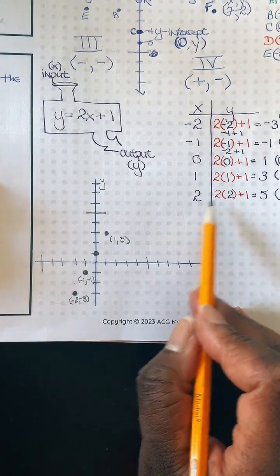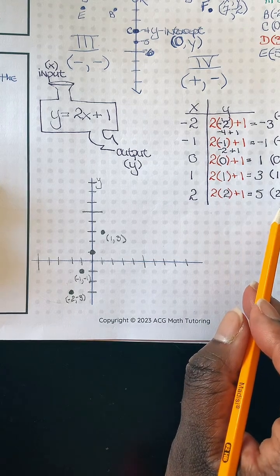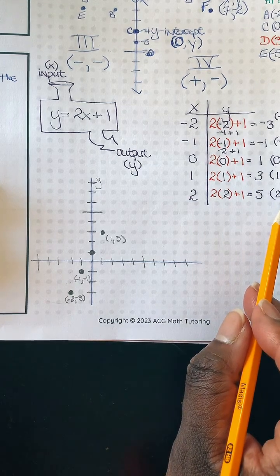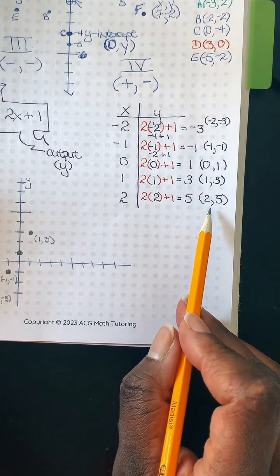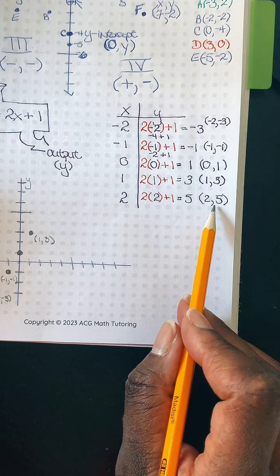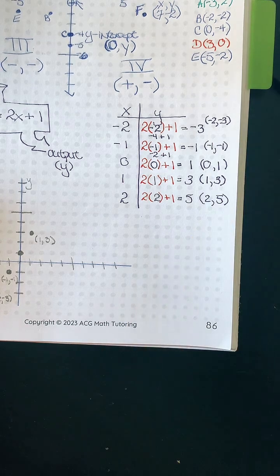I got one more. So 2, 5. All right. What quadrant is 2, 5? Sorry, you can't see it. I'm blocking everything. Okay. What quadrant is 2, 5? This will be our last point.